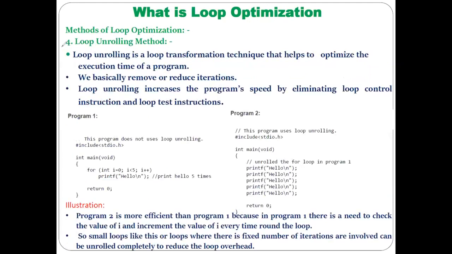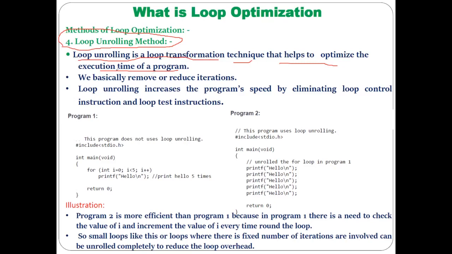fourth important method, the loop unrolling method. What is the loop unrolling method? Let's see here. Loop unrolling is a loop transformation technique that helps to optimize the execution time of the program, helps to decrease the execution time of the program, and helps to reduce the processing time of the program.